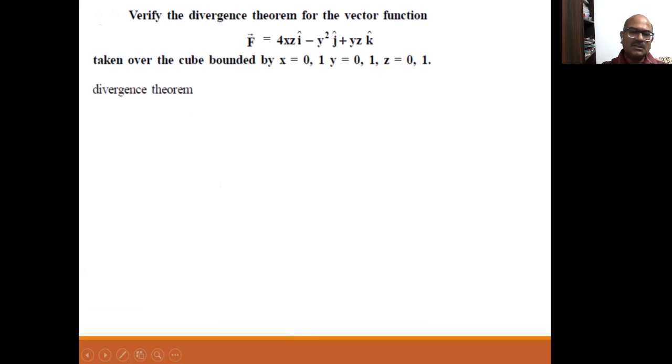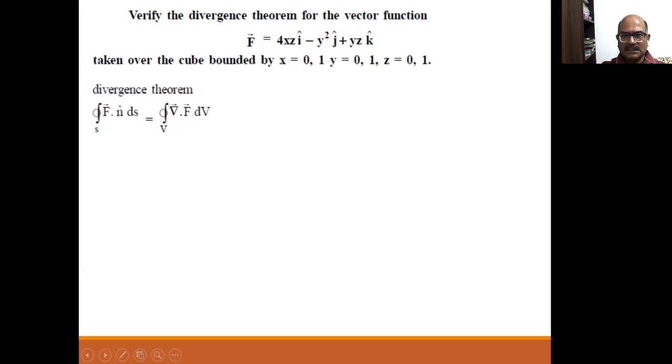Now what is the divergence theorem? The divergence theorem says that the surface integral of any vector field should be equal to the volume integral of the divergence of that vector field. So the integral of F dot n cap, where n cap refers to the unit normal vector, should be equal to the total volume integral of the divergence of that field.